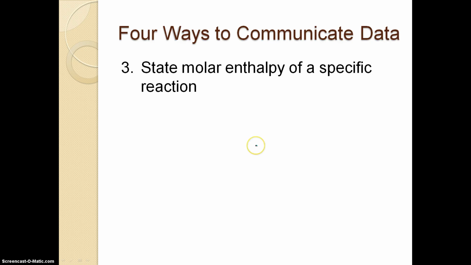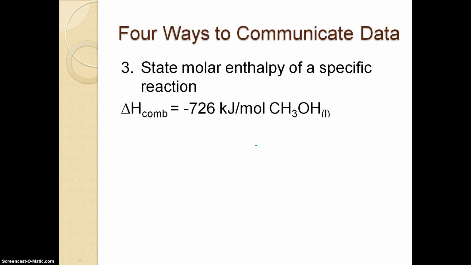The third way, state molar enthalpy of a specific reaction. So this is something that's a bit new. Here we have delta H combustion. So we're specifying what type of reaction we have, and we're just stating what the value is. So for 1 mole of CH3OH, or 1 mole of methanol, we're releasing 726 kilojoules of energy.